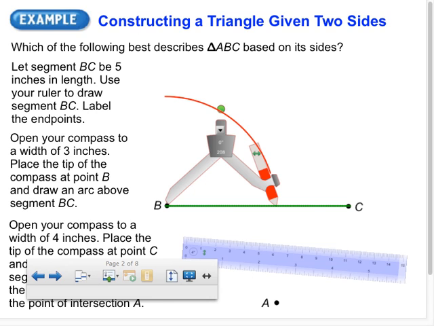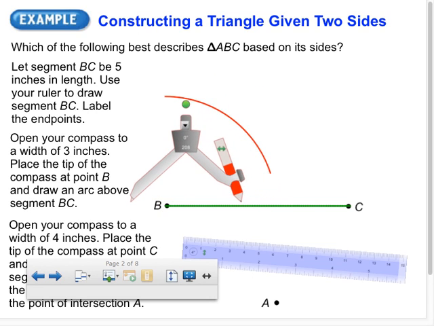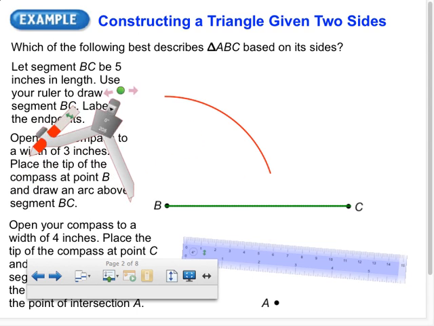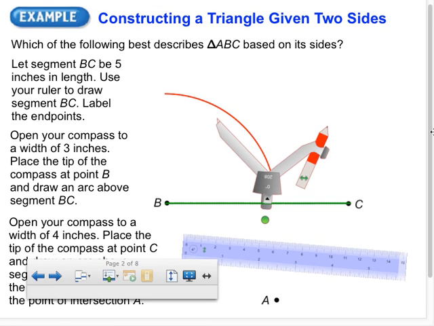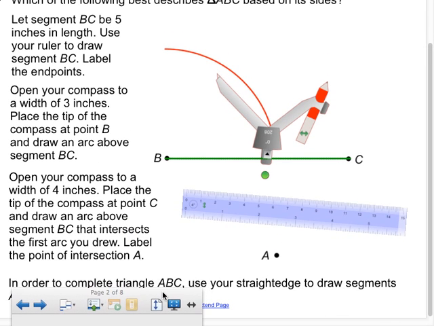So the next thing I need to do is measure another arc. It says in the directions, I need to open my compass 4 inches. So open your compass to 4 inches. Place the tip of the compass at point C and draw an arc above segment BC. So we're going to do the same thing, except our compasses need to be open 4 inches this time. Where the arcs intersect, we're going to label that point A.